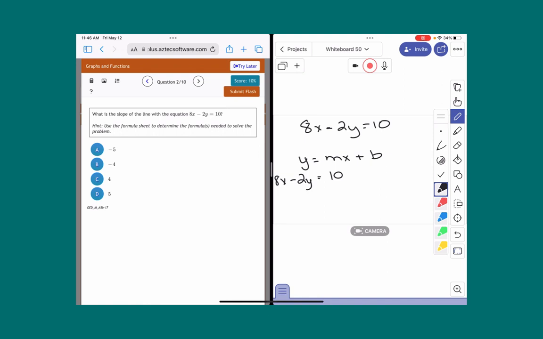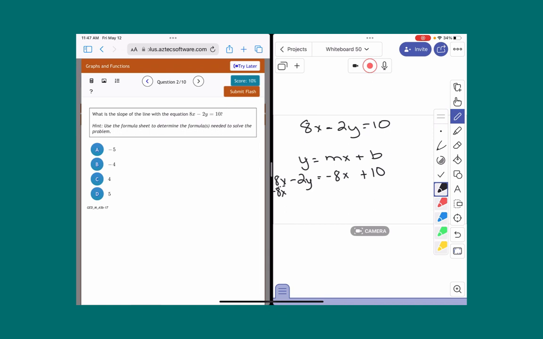Well, we could just scoot the 10 over and put it where it needs to go because it's on the correct side of the equal sign, which is the right side. And this 8x needs to be moved. It needs to be moved from right here to right here. So we actually just subtract it from both sides in order to move it.